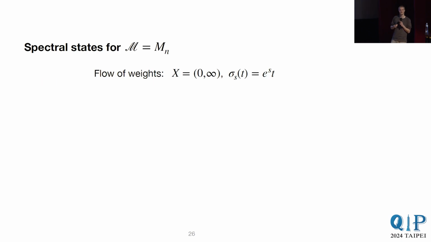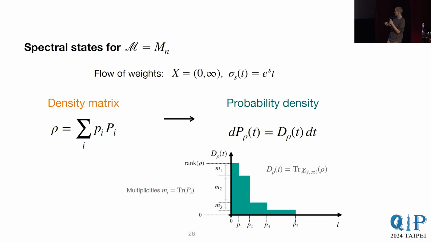Okay, so maybe to get some intuition, let's look at the flow of weights for a matrix algebra. That should be easy, right? The flow of weights in this case is just the positive real line, and the dynamics is given by dilation. That's ergodic.